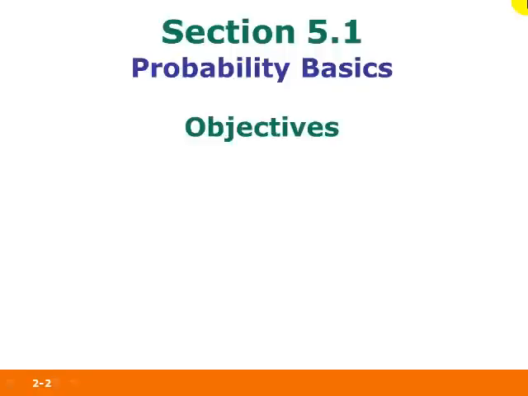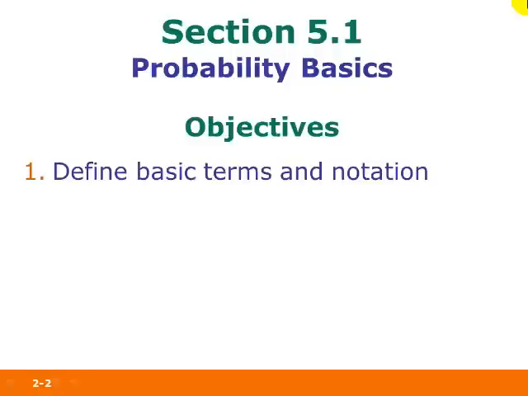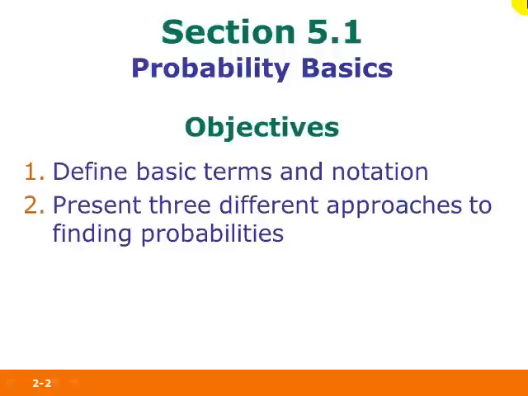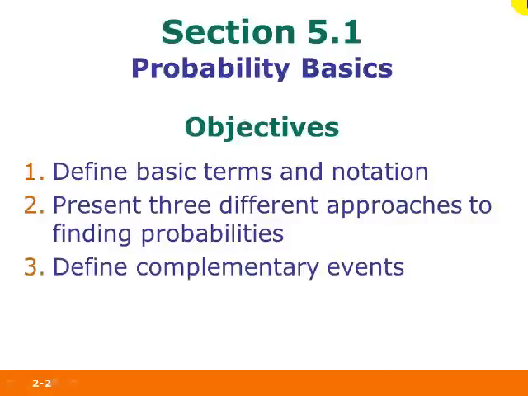So section 5.1 is probability basics. The objectives in this section are: 1. Define basic terms and notation. 2. Present 3 different approaches to finding probabilities. And 3. Define complementary events.